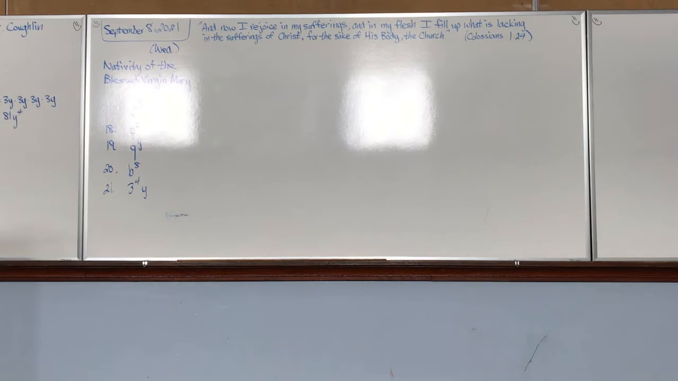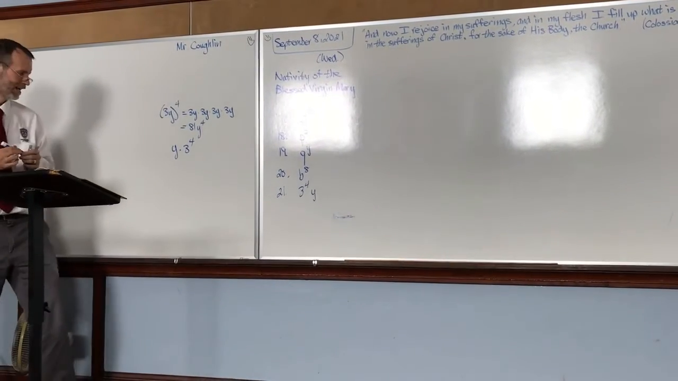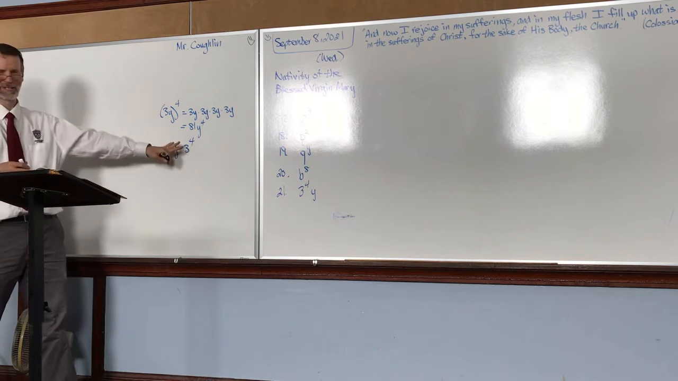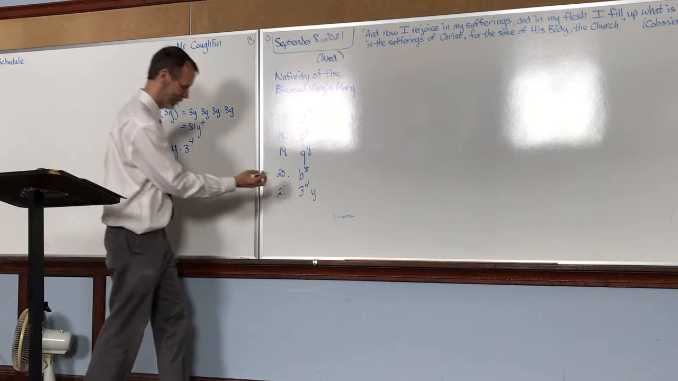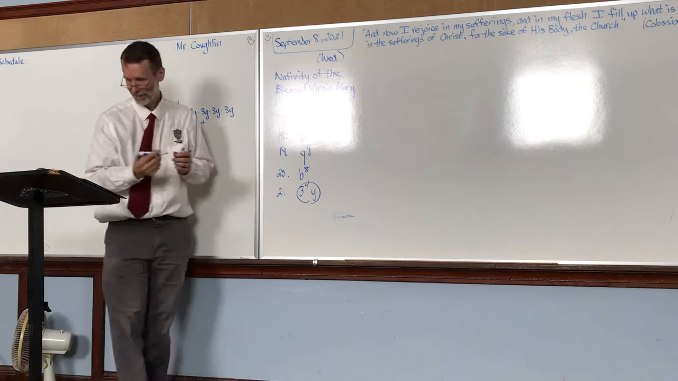If somebody did y times 3 to the 4th, I suppose that'd be okay. We kind of like putting numbers before letters though. So this is the answer for number 21.